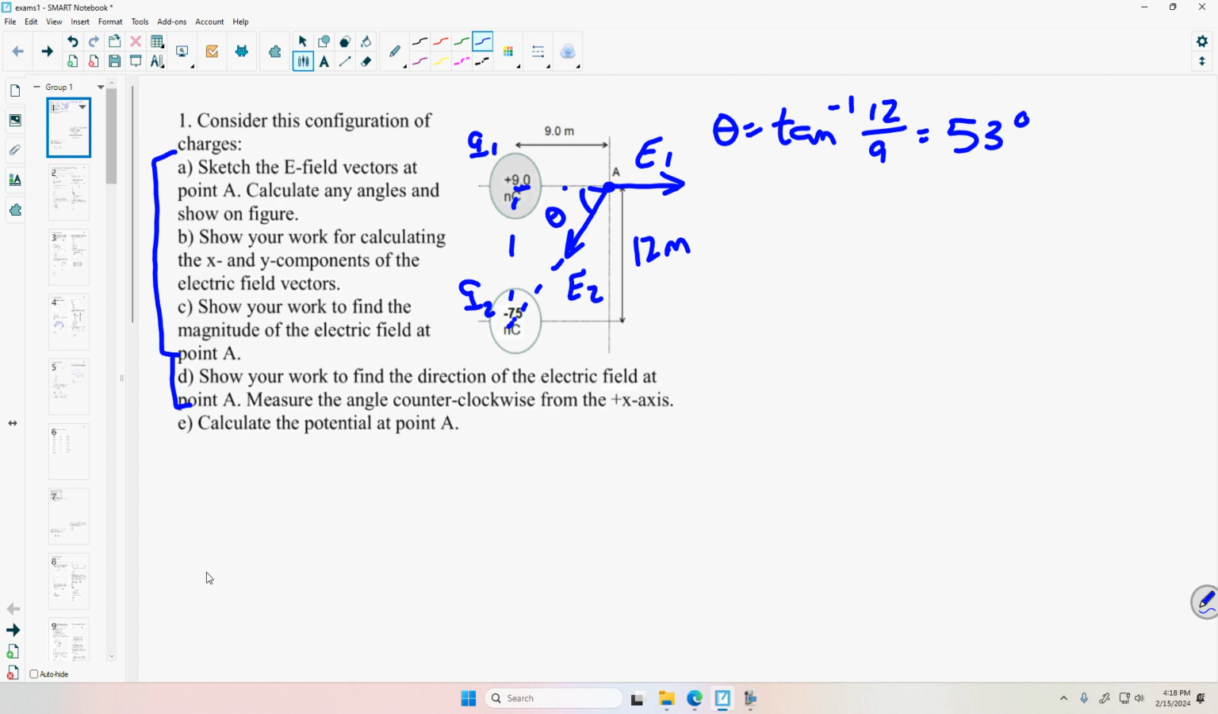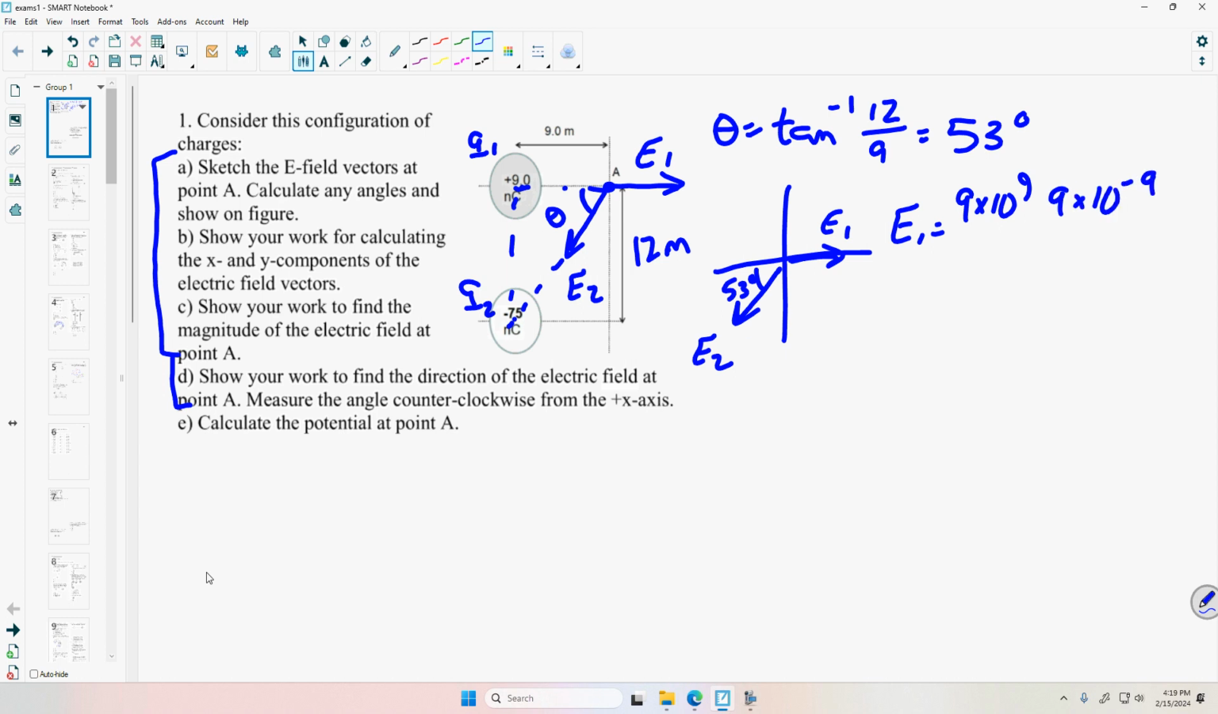Part B is to find the X and Y components. So I like to redraw this as a picture. I have E1 right here, E2 right here at 53 degrees. I want to now calculate what E1 and E2 are. So E1 is going to be kQ over r squared. That's 9 times 10 to the 9th. Q is Q1, that's 9 times 10 to the minus 9, divided by the distance. That's going to be this distance right here.